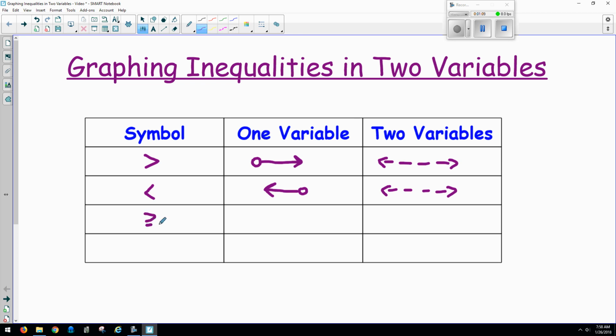Then we have greater than or equal to, and that was a closed circle that points to the right. If we have greater than or equal to with two variables, it's going to be a solid line. And with less than or equal to, it's going to be the same thing. So with one variable on a number line, it would be a closed circle that points to the left. With two variables, it's going to be a solid line. So this is a really important thing to remember when we're graphing.